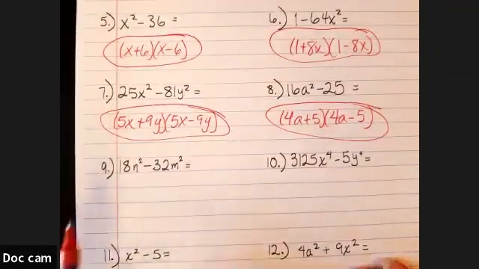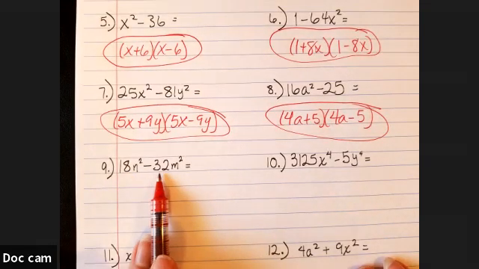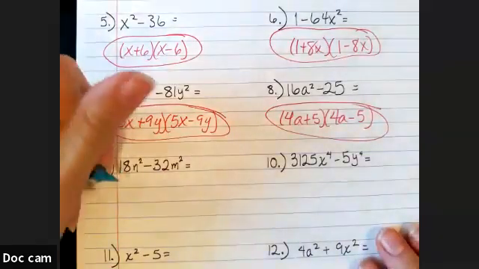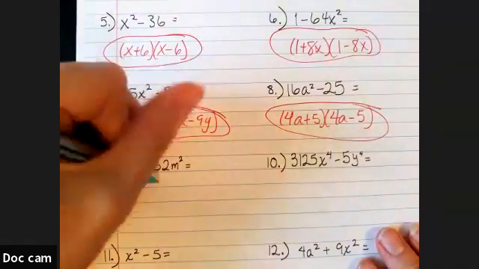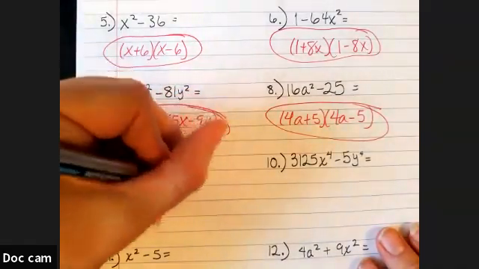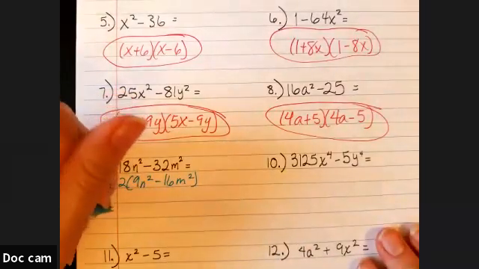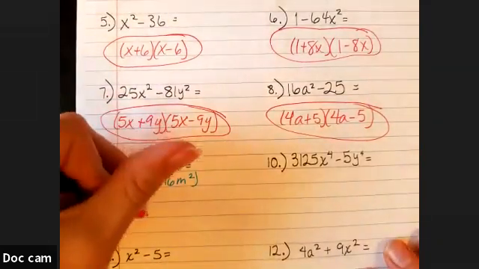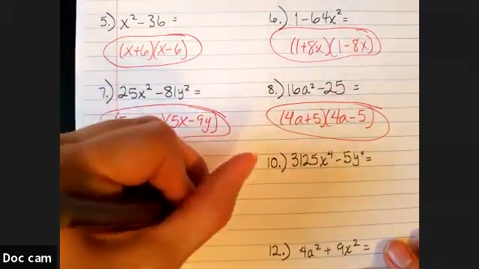Number 9, that's not a square, but what we have here is a GCF. The GCF in this case would be 2. So let's factor that out first. We factor out a 2, and then that would be 9n squared minus 16m squared. Now those are both perfect squares. So just leave that 2 in the front, and then you'll have 3n plus 4m times 3n minus 4m.